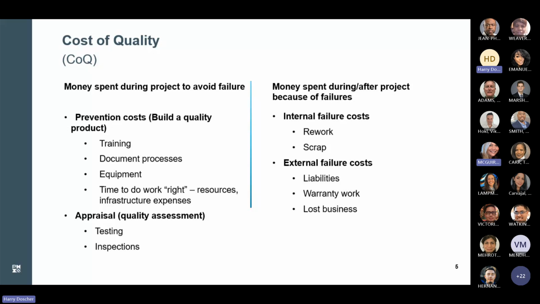Let's talk about the cost of quality. Right up front is the money that is spent during the project to avoid failure of the project itself. You can be proactive about it and have what we call prevention costs. These can include training that's needed for the project.